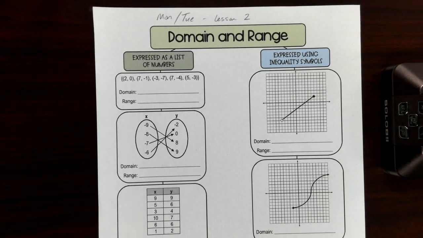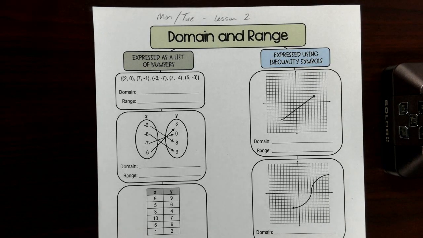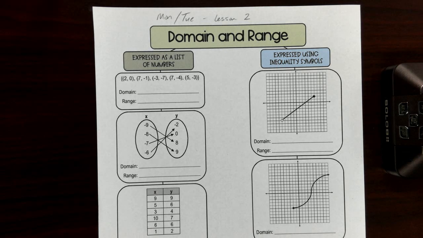Alright guys, so again a quick review from Friday, domain and range. So domains are your x values. Another word for domain is input, or an independent variable. Those all mean the same thing, those all mean x. And then range is all of your y values. Another word for range is the output or the dependent variable.